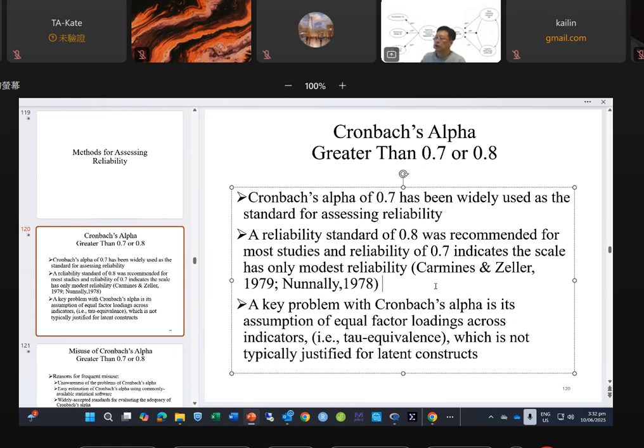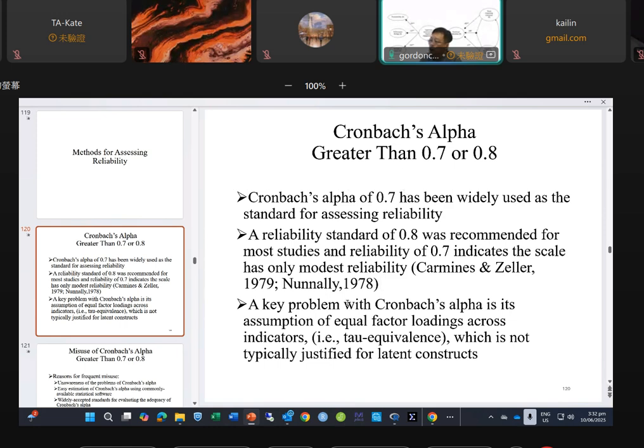The reason why we need a minimum Cronbach's alpha or reliability is that many years ago, 30 or 40 years ago, before SEM, how did people test their hypotheses? They used t-test, ANOVA, and regression. T-test, ANOVA, and regression ignore measurement errors, as if you have no measurement errors. But they also found that the measurement errors should not be too big, because that will affect the results. Therefore, they set a minimum of Cronbach's alpha equal to 0.7 or 0.8.